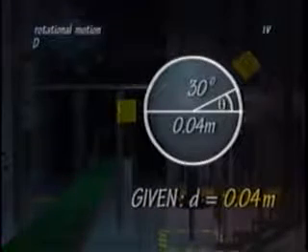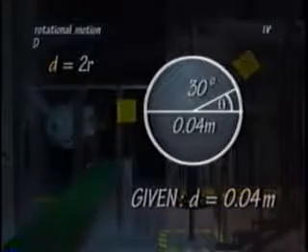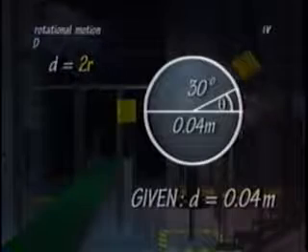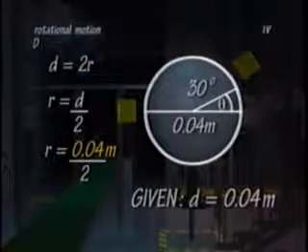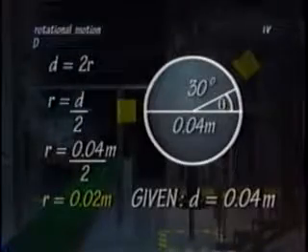We were given the diameter d of the circle as 0.04 meters. Well, the diameter of a circle is twice the radius. So the radius equals the diameter, 0.04 meters, divided by 2, which is 0.02 meters. All right, so we've solved for R and we got theta.